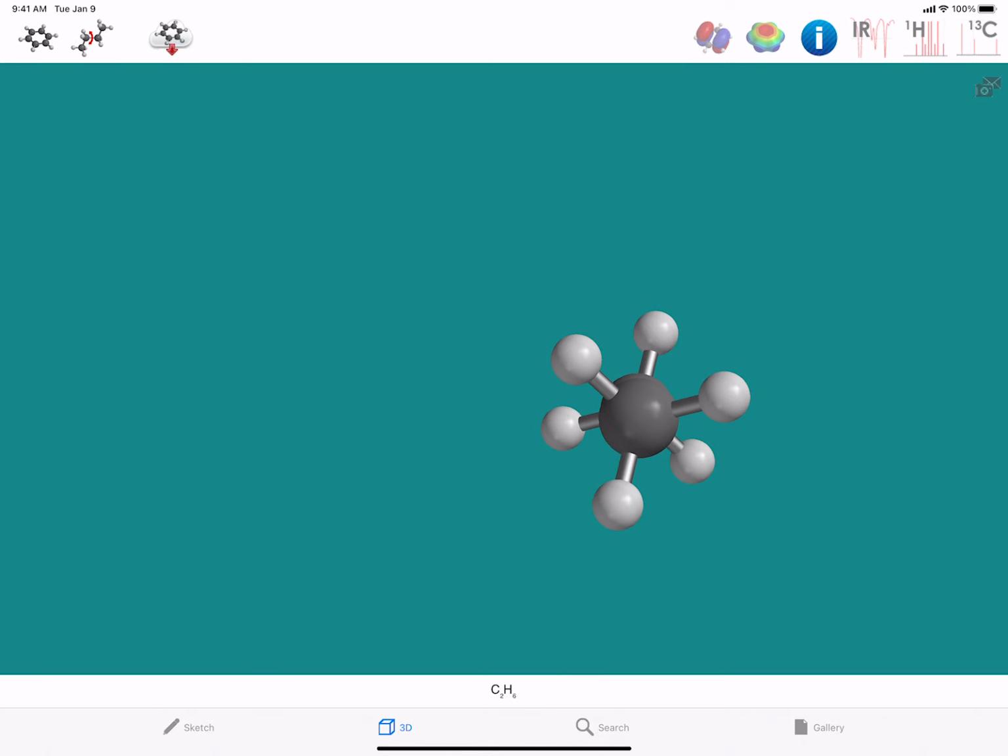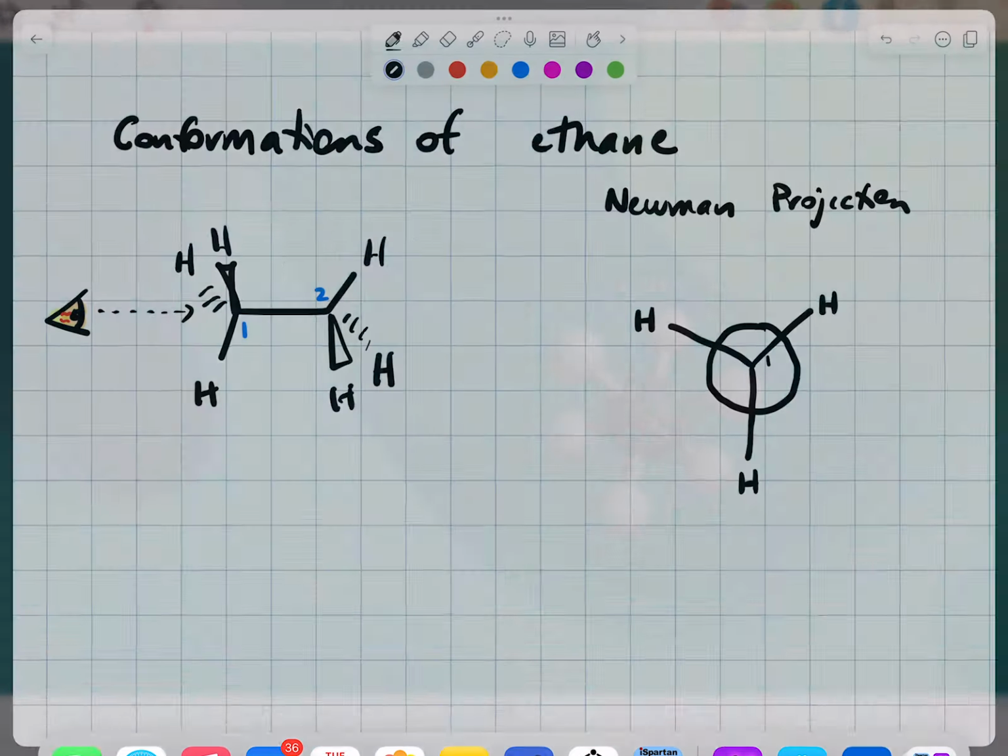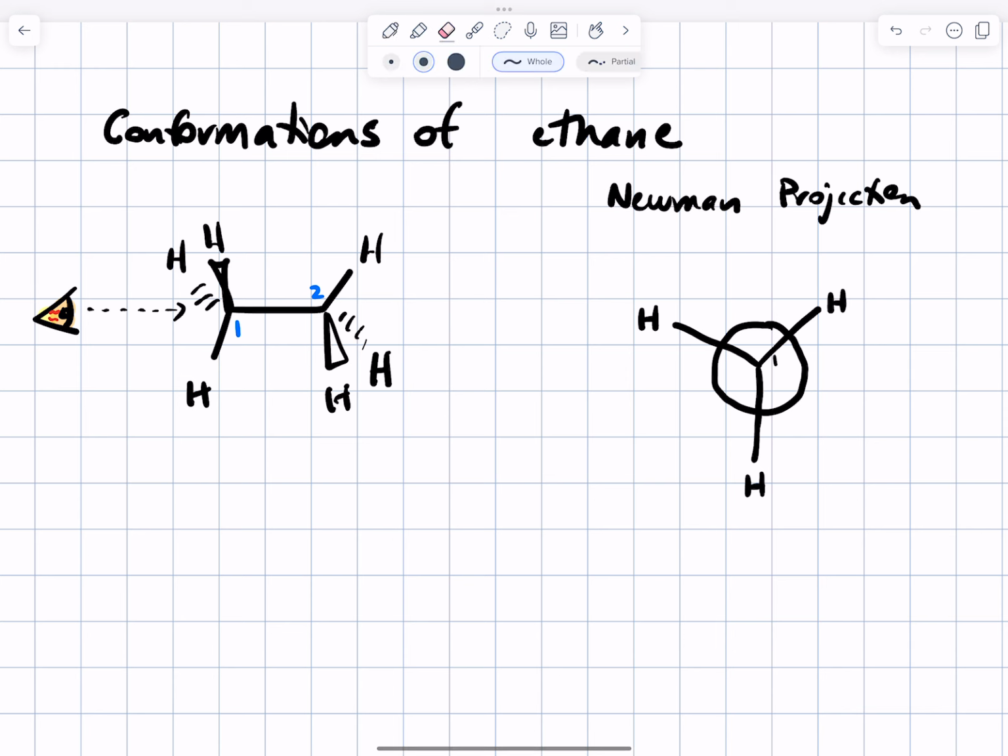That's the view you're taking in the Newman projection. And then for the carbon in the back, I can't actually draw carbon 2 because carbon 2 is immediately behind carbon 1.